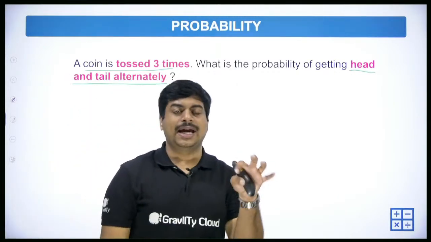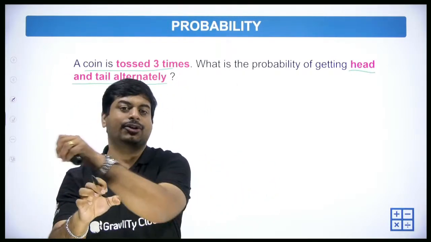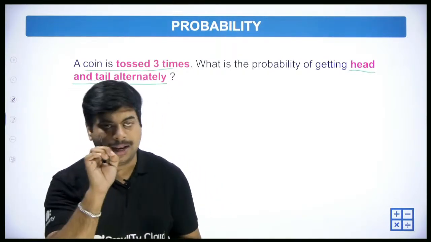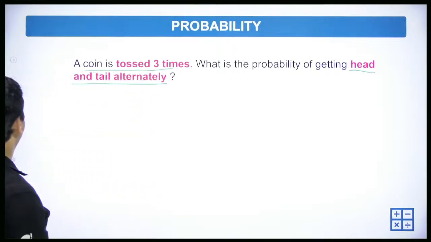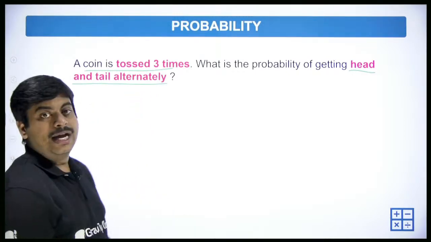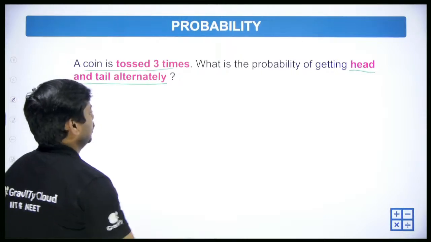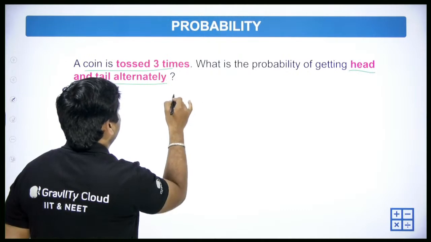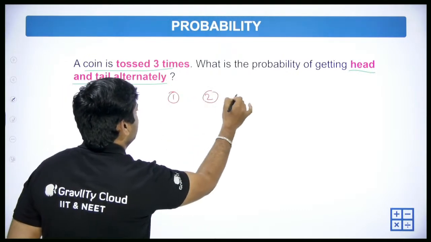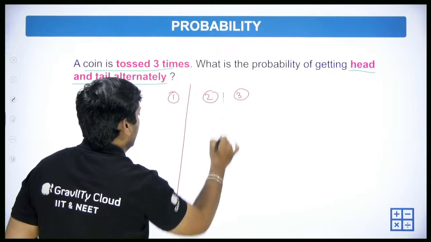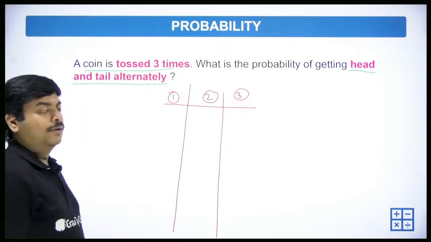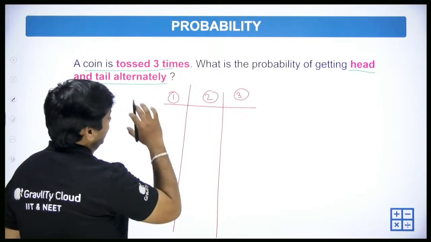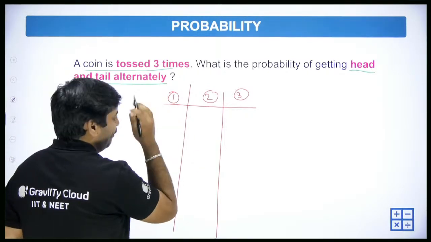That means if the first you get head, the next you should get tail, and again head, or tail, head, tail. Okay, so all those cases. Now, let me tell you how many total outcomes are possible. Toss 3 times. So let's say this is the first time, the second time, and the third time. What is the probability of getting head and tail alternately? So let me write all the cases.